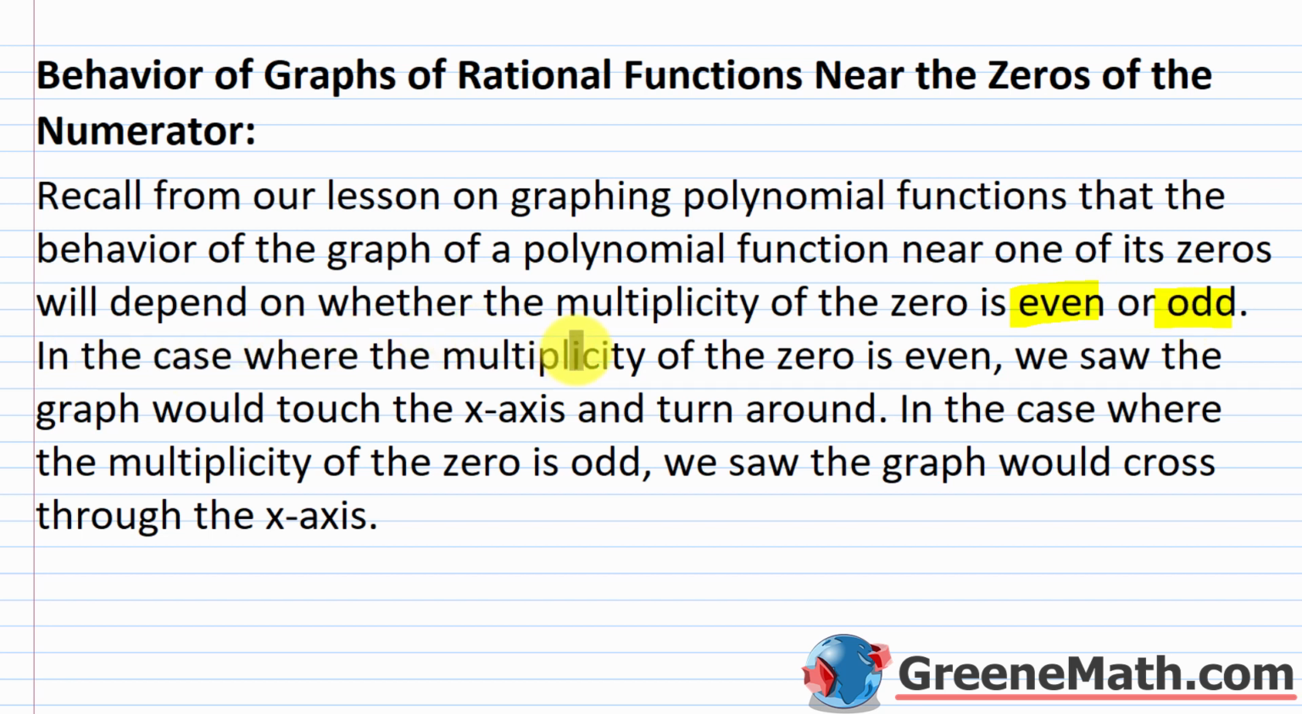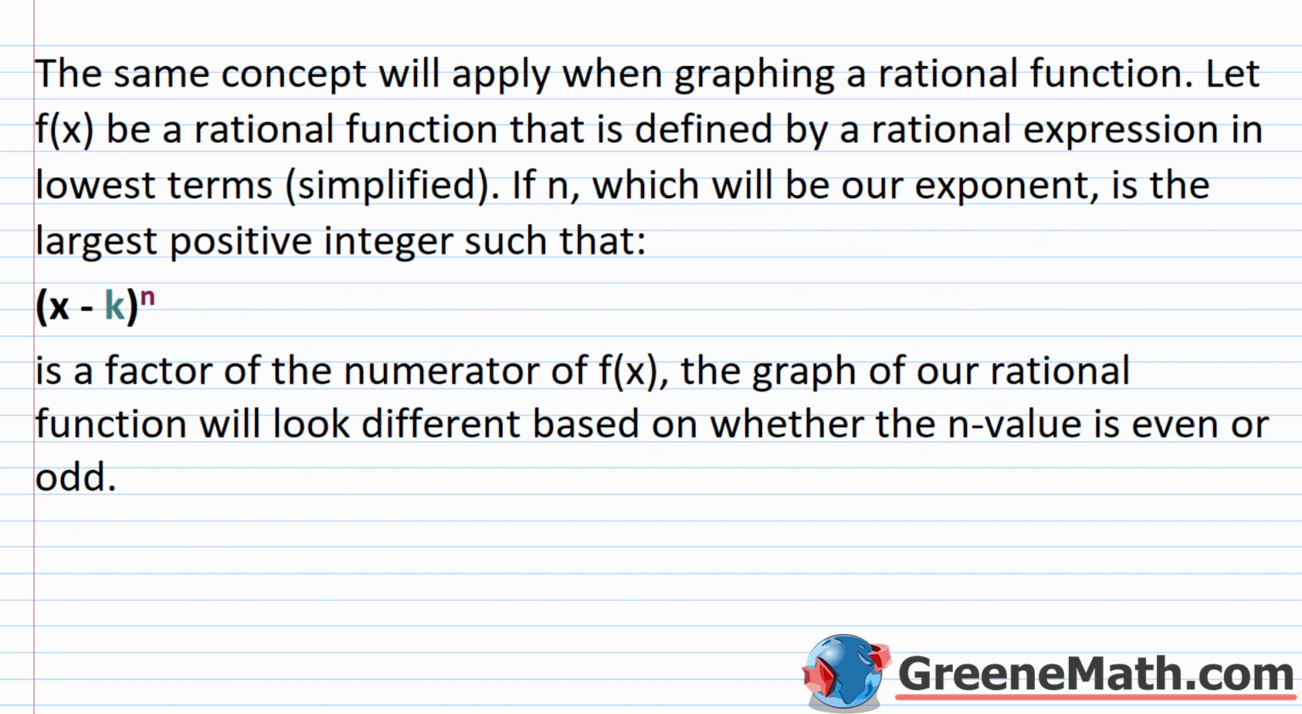In the case where the multiplicity of the zero is even, we saw the graph would touch the x-axis and turn around. That's because there's no sign change on one side of that zero to the other side. In the case where the multiplicity of the zero is odd, we saw the graph would cross through the x-axis. That's because there is a sign change on one side of that zero to the other side. So the same concept will apply when graphing a rational function.